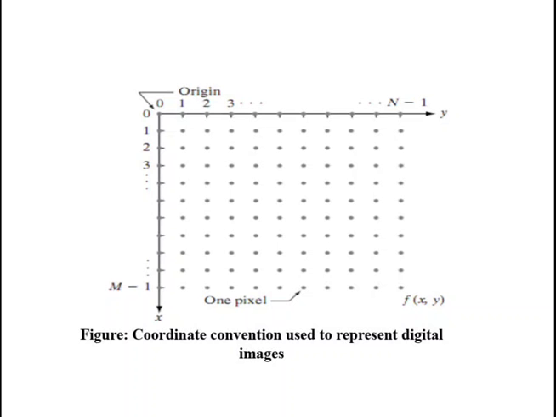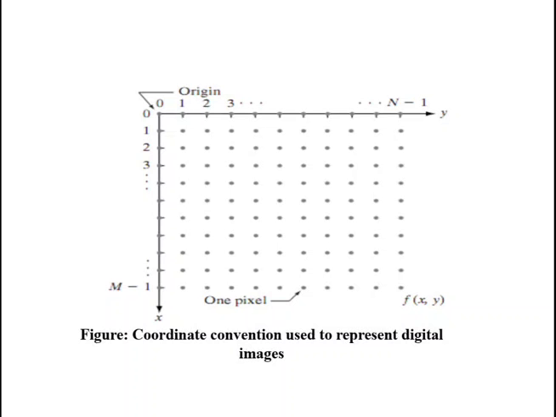For notational clarity and convenience, we use integer values for these discrete coordinates, that is, x is equal to 0, 1, 2 up to m minus 1 and y is equal to 0, 1, 2 up to n minus 1. Thus, for example, the value of the digital image at the origin is f of 0, 0 and the next coordinate value along the first row is f of 0, 1. Here, the notation 0, 1 is used to signify the second sample along the first row. It does not mean that these are the values of the physical coordinates when the image was sampled.